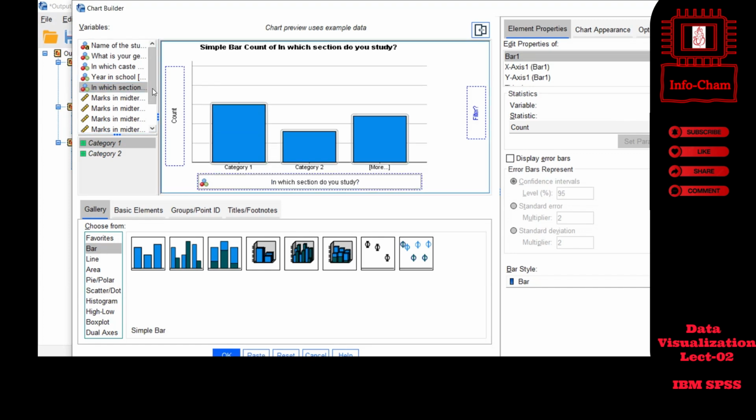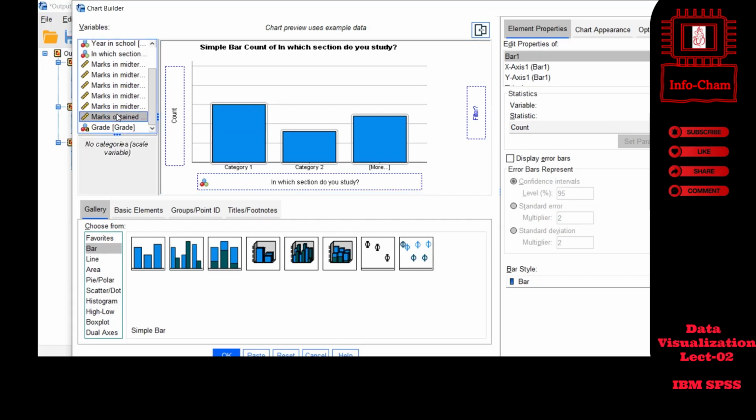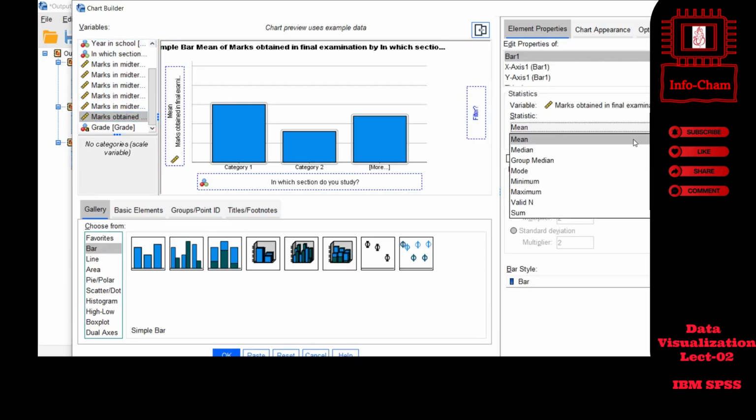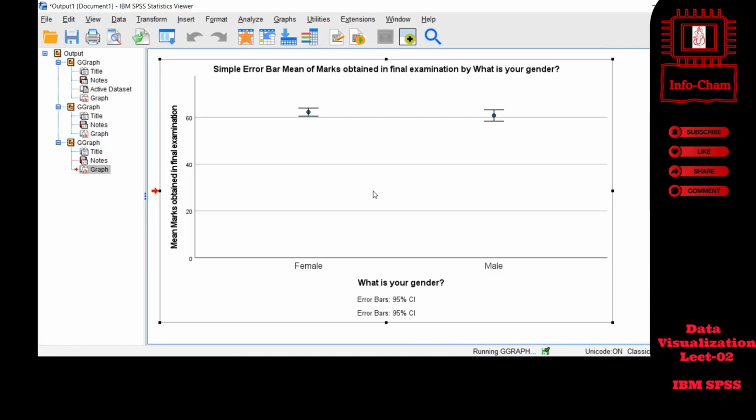Okay, now I'm taking a different example. Final marks or first, you can choose any. So I'm choosing the final marks here. Okay, it will take the mean value. Don't worry, you can have different metrics, minimum, maximum. You can also try. Okay, it will give you a different graph. So basically we use the mean. What is the average?